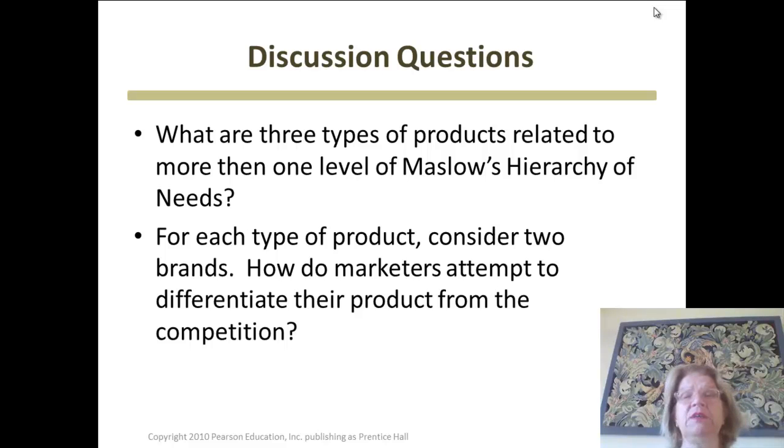Here are some questions to be discussed on the course blog. What are the 3 types of products related to more than one level of Maslow's hierarchy of needs? For each type of product, consider 2 brands. How do marketers attempt to differentiate their product from the competitor's product? Discuss these questions on the course blog and remember to document them in your learning diary.